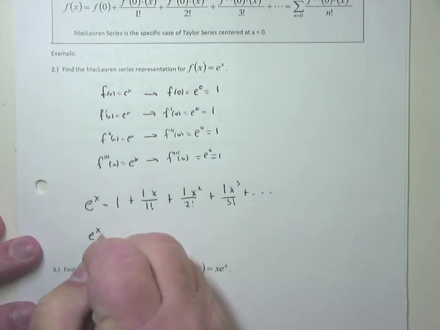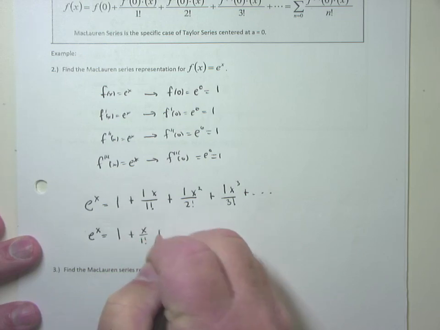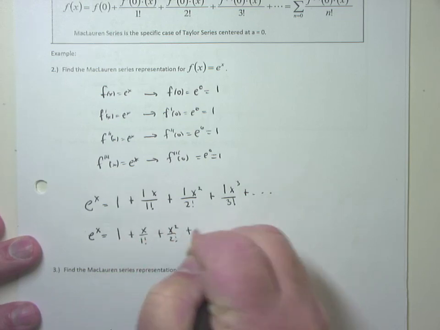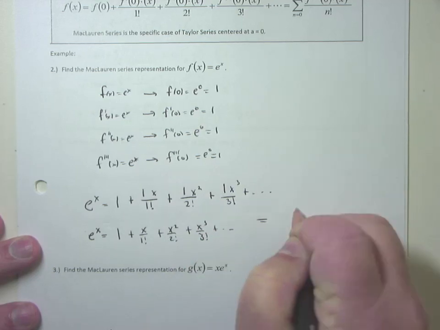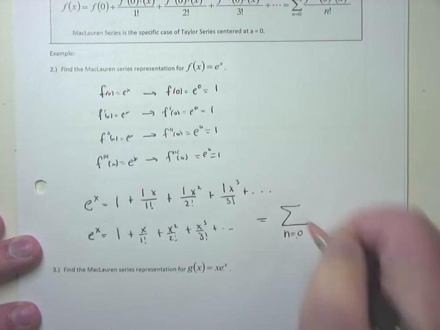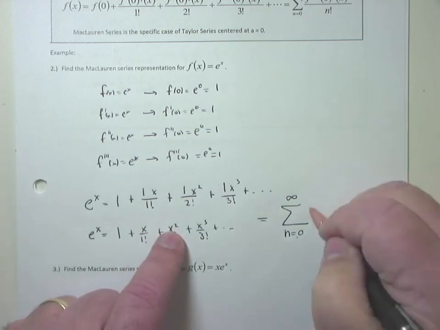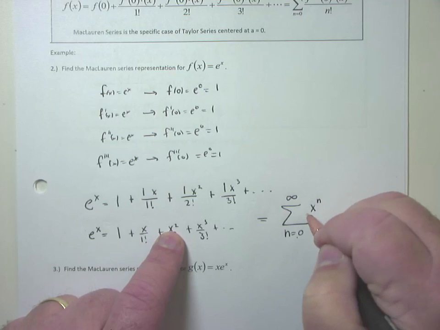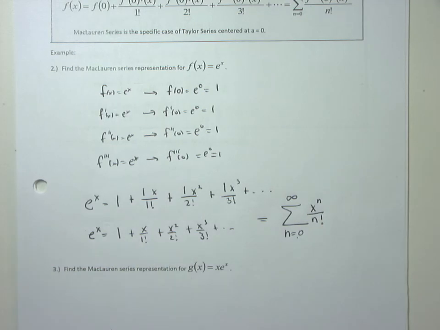So e to the x is actually equal to 1 plus x over 1 factorial plus x squared over 2 factorial plus x cubed over 3 factorial plus dot dot dot. So if you wanted to write a series for this, we're going to start it at n equals 0, so that gives me my constant, to infinity of what seems to be the pattern. It's x to the n power divided by n factorial. This is the Maclaurin series for e to the x.